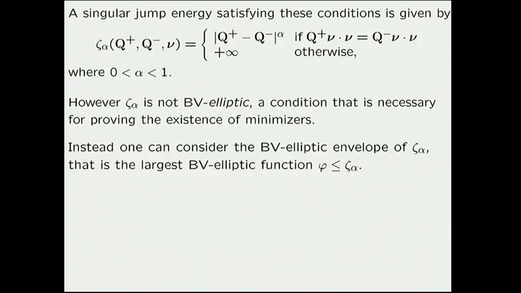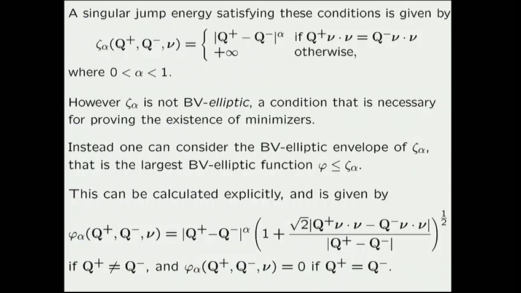Instead, you can consider the BV elliptic envelope of this, as the largest BV elliptic function that is less than it. And now you see why I worked with two Italian collaborators, right? Because only Italians would be capable of doing this. And amazingly, they came up with the exact formula for the BV elliptic envelope of this, which is this expression. It's Q plus minus Q minus to the alpha. This is not an easy calculation at all. Times the square root of 1 plus root 2 times this difference over the difference of Q plus minus Q minus. That's if Q plus is not equal to Q minus, and if it's equal to Q minus, then we take it to be 0. So they calculated that explicitly.